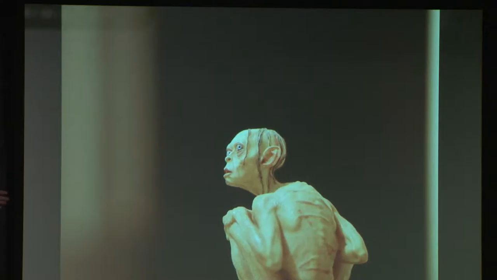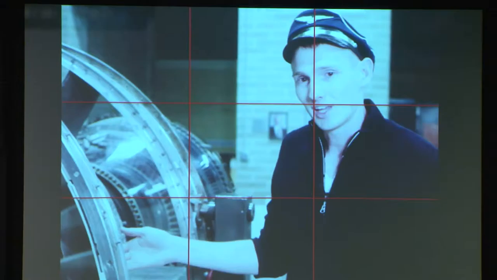Rule number one, don't put your character's head in the center of the frame. It looks really weird. You want to put your character higher up in the frame than you would think.